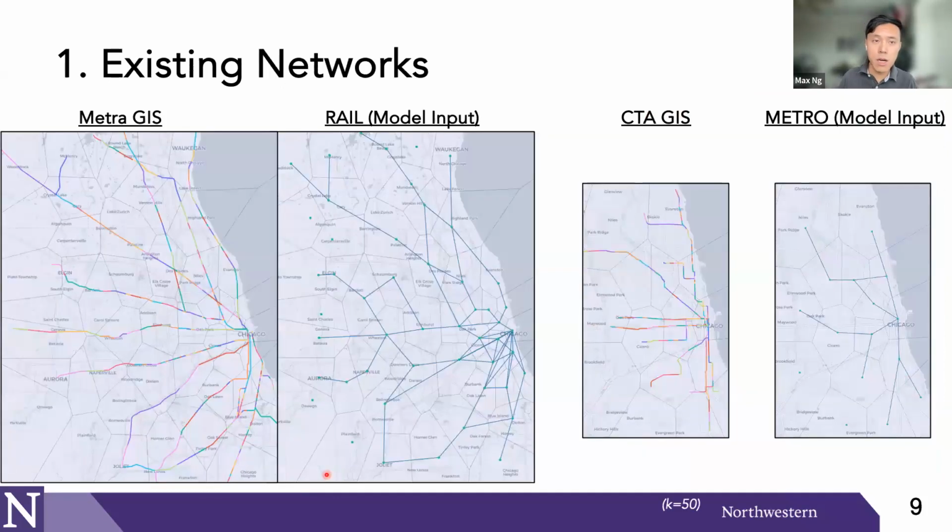So I want to show you how the existing network is captured in our network model. On the left-hand side is the commuter rail GIS, which is called Metra. You can see the colorful lines are the actual rail tracks that we're using. And in the model, we are using 50 clusters. So you can see we connect zone to zone, but there is some loss of detail. But basically, we try to capture as much as possible whether two zones are reachable by a certain mode.